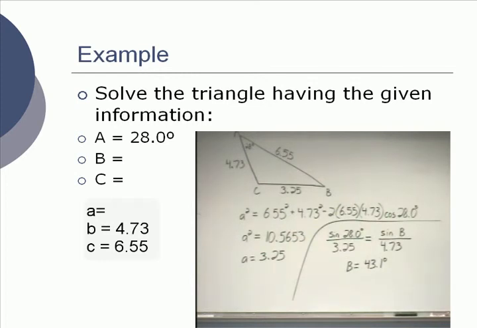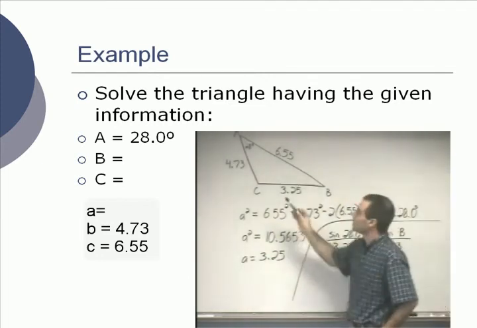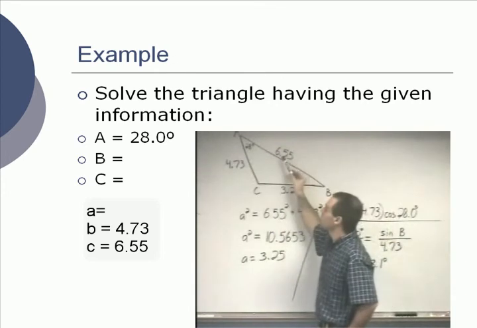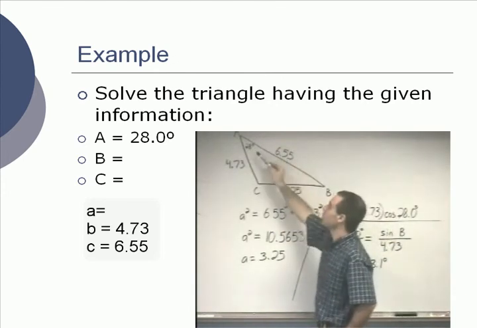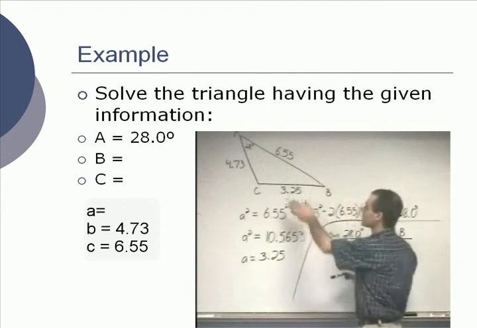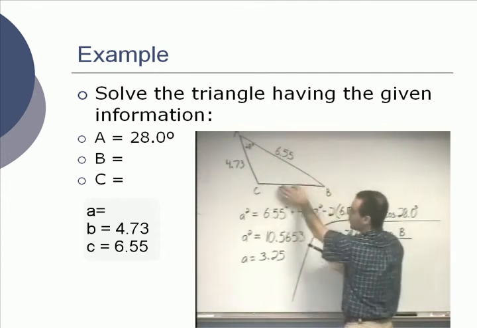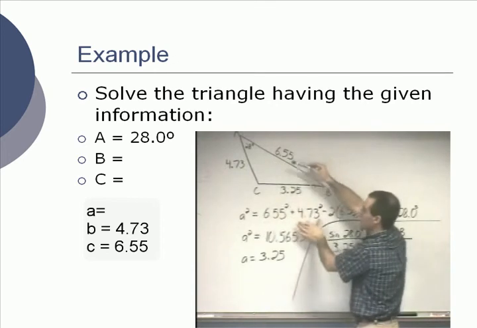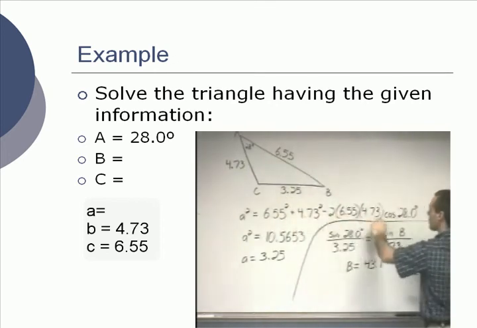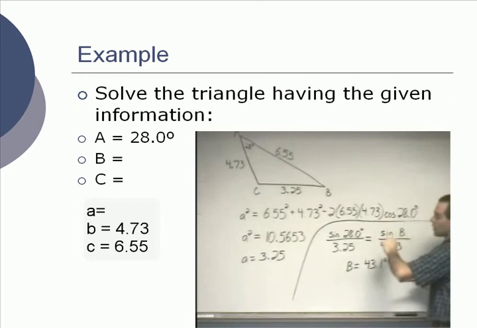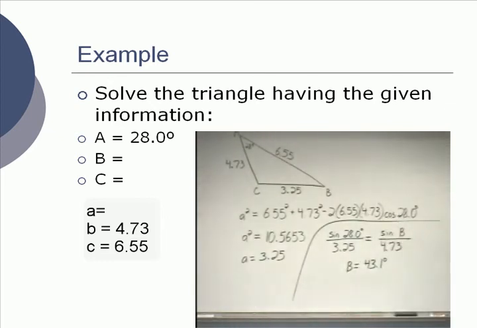Okay, well, let's take a look. Your first step, there shouldn't be any variation. We'd all have to do the same first step. You know, side angle side. We have no choice but to use law of cosines to find the opposite side length. So we know that opposite side would be A. A squared is equal to 6.55 squared plus 4.73 squared minus 2 left right, cosine of 28 degrees. If you solve that, you get A equals 3.25. Everybody get the same thing there? Okay? There's no variation there.